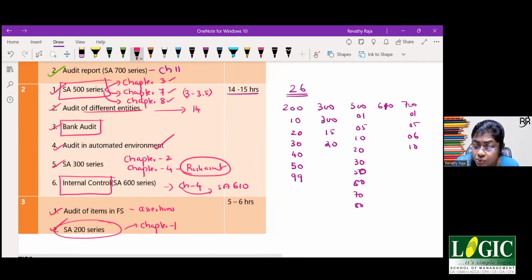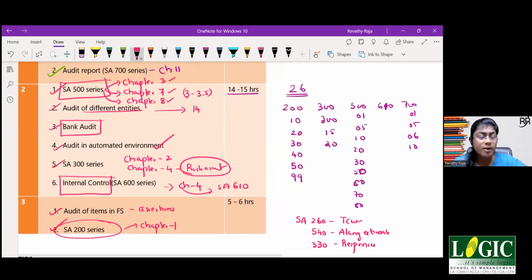Which are SA 260, communicating with the TCWG, 540, accounting estimates, and SA 330, which is auditor's responses to assessed risk.